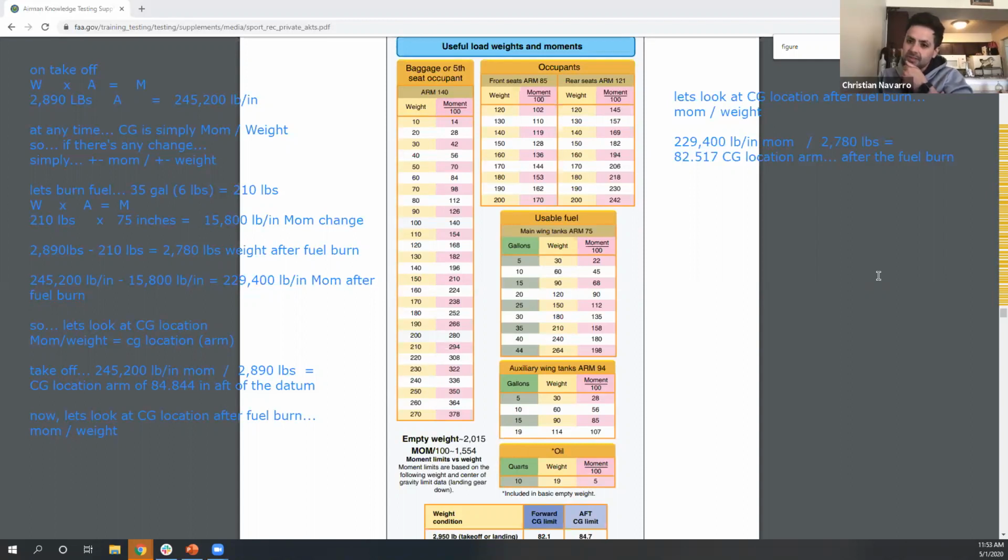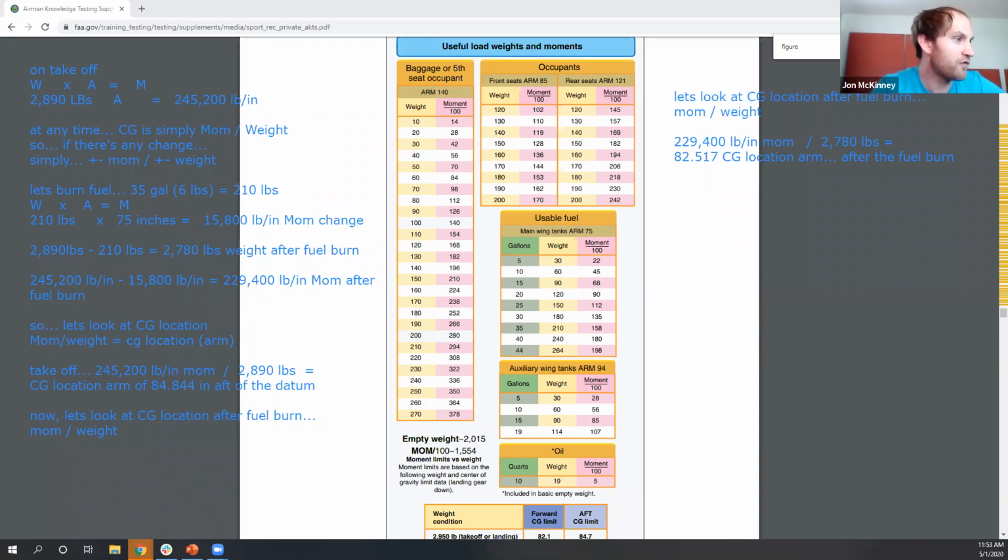Now, if I remember the question correctly, I think it said, what's the effect? I think we're going to see the center of gravity move forward. At takeoff, our center of gravity was basically 84.8 inches, and after we burned fuel, it says 82.5. So I think the center of gravity moves forward about 2 inches. All right, let's see if that's one of the answers or if they're asking for something else.